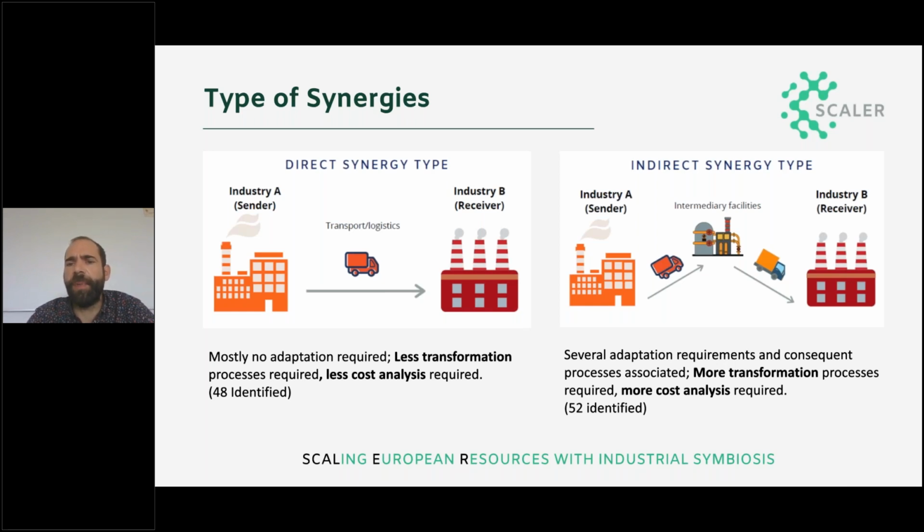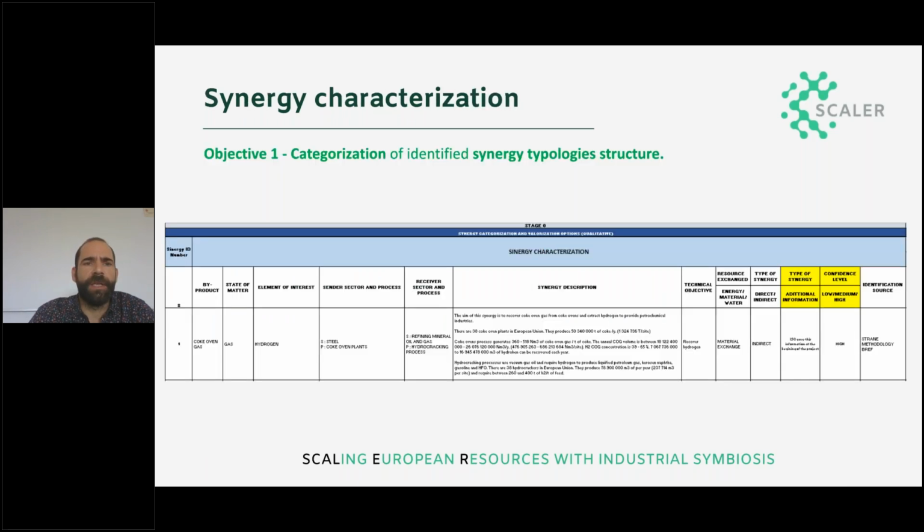Regarding the indirect synergies, as you can see here in the picture, once we have the surplus or waste from one industry, sometimes we require intermediary processes in order to make it feasible to be used by another industry. In this case, of course, more transformation processes will be required in between, and a deeper cost analysis is required as well. So this concept was the basis on the division of our technology database and the procedure that I will present now. Just a quick reminder, from the 100 synergies, 52 were identified as indirect synergies with higher requirements.